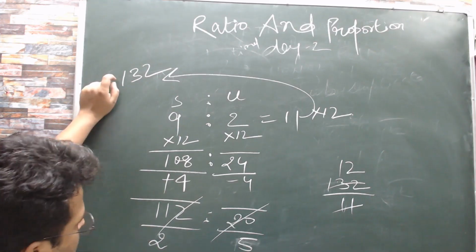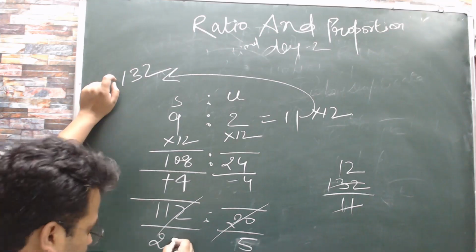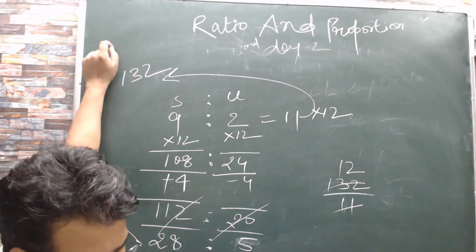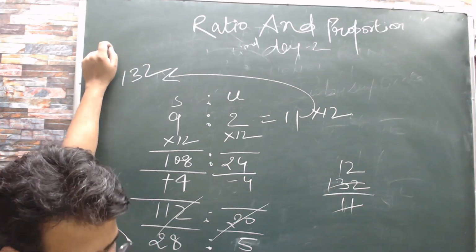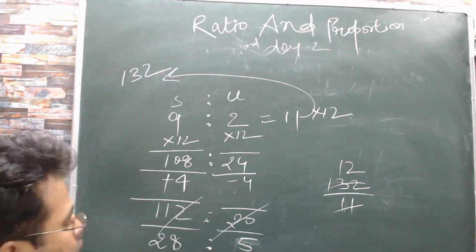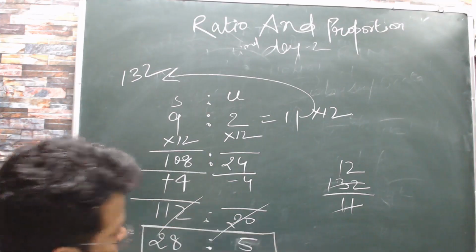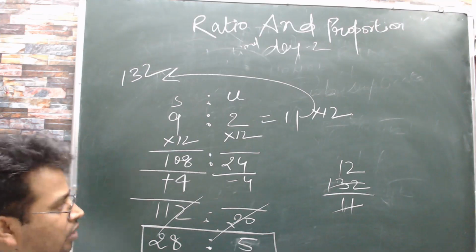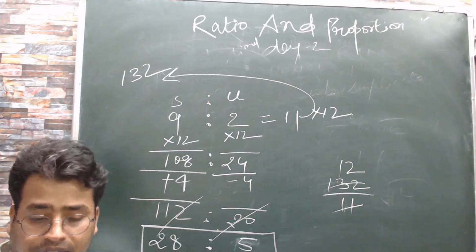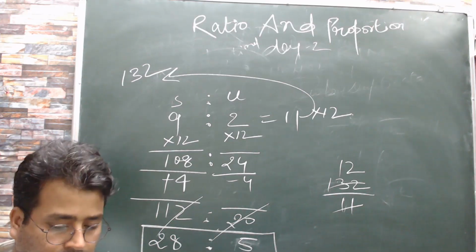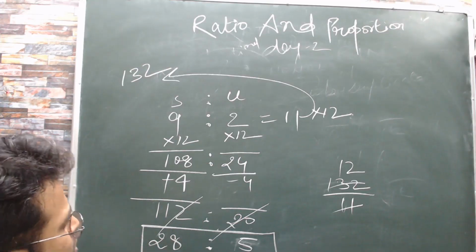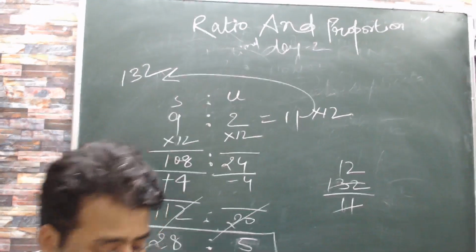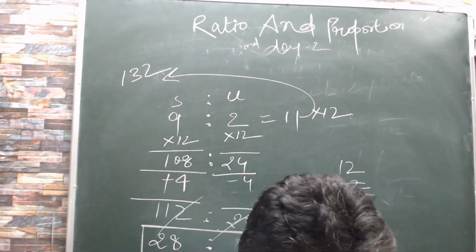2 1s are 2, 0. Or you can do 4 5s are 20, 4 2s are 8, and 4 7s are 28. 28:5 is your answer. This one is your answer. Right? If you are not getting the thing, you can repeat the video. Next, write the next question.